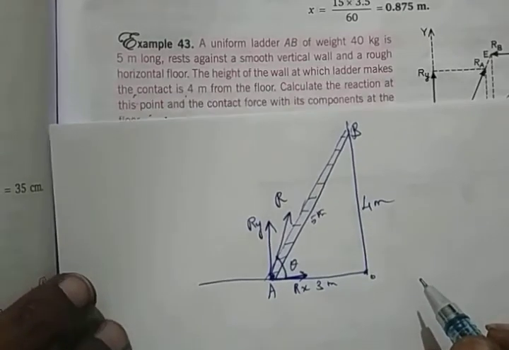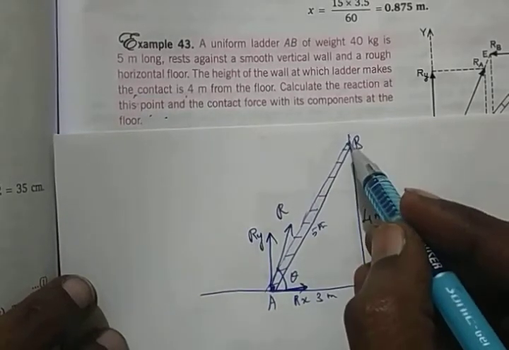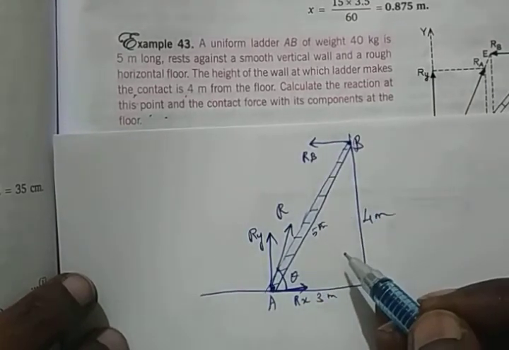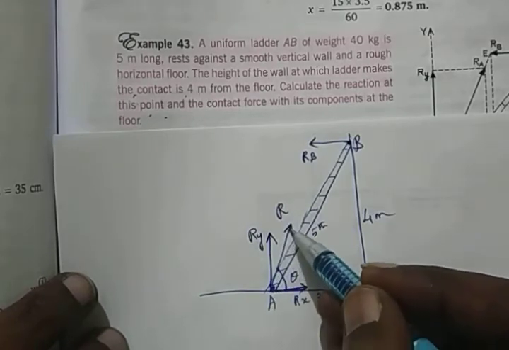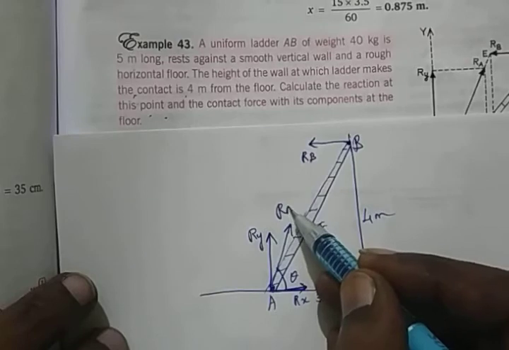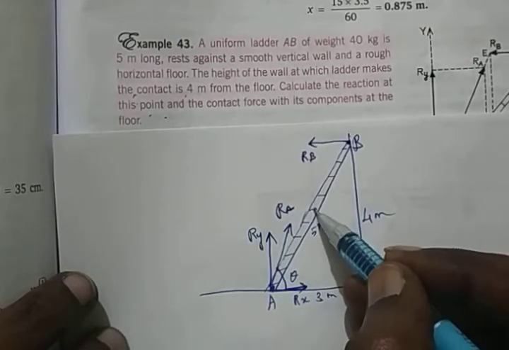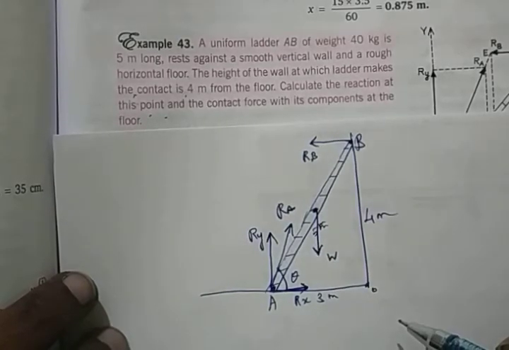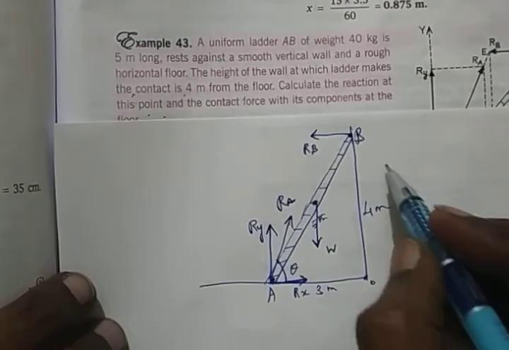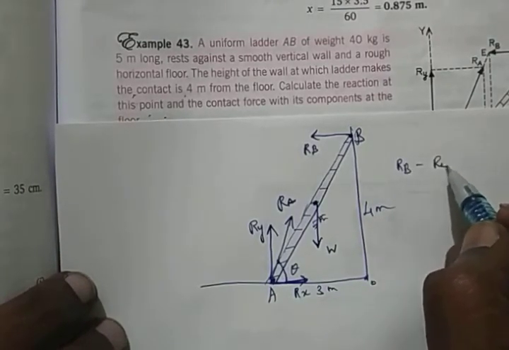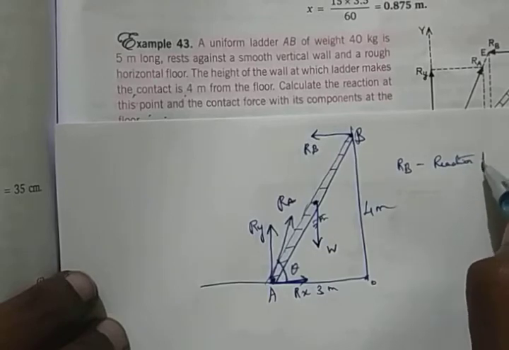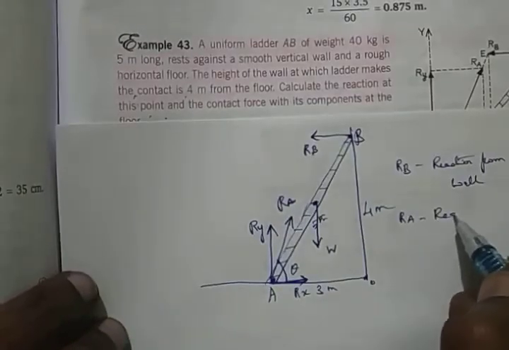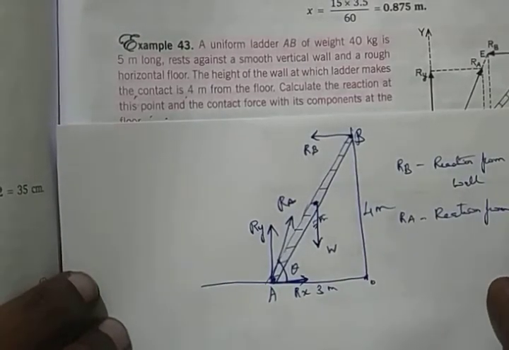Now, what are the other forces acting here? Whenever you put here, there will be a force acting here. This is Rb. And from A is acting another reaction. This we can call, instead of R, Ra. And what is another thing? At the center of mass, you will get a W here. The weight will be there. Okay. So what is Rb? Reaction from wall. What is Ra? Reaction from floor.